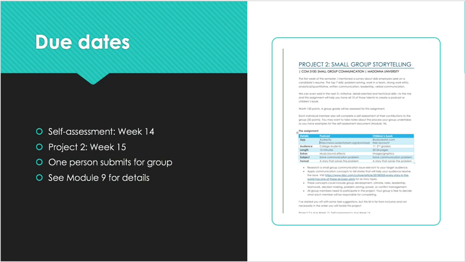And again, think about working together as a small group. You've got one more small group assignment after this. That's the final exam. Good luck.